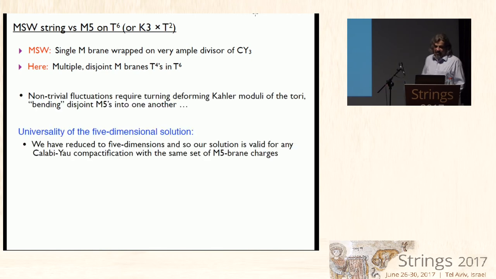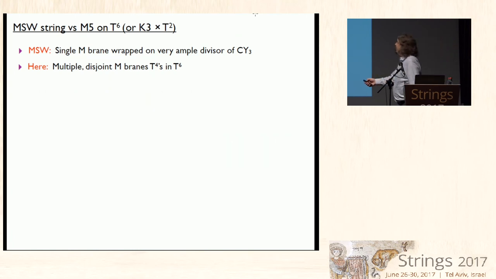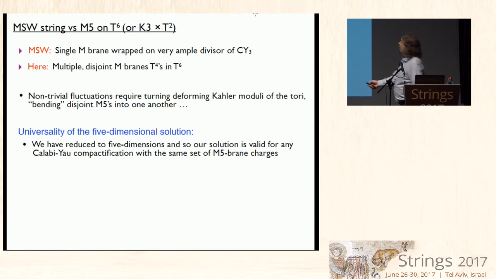Two important points. First, we have non-trivial fluctuations turned on in the Kähler deformations of the tori. So in fact, it tends to tilt some of the branes around, and these M5 branes actually start to bend into one another. But here's the real argument that means that this is absolutely the MSW thing. We've reduced the whole thing to 5 dimensions. And so our solution is valid for any Calabi-Yau compactification with the same set of M5 brane charges. It's the universality of the 5-dimensional solution that tells us this is valid for the MSW string.